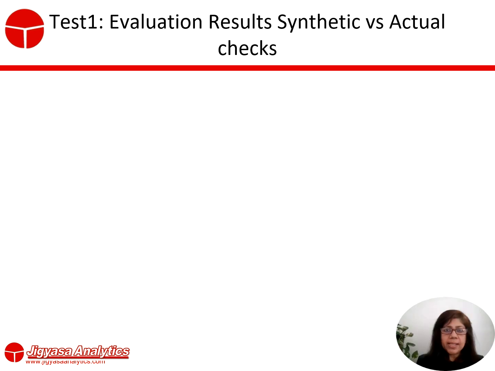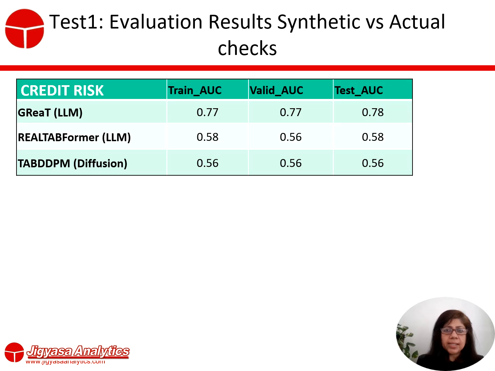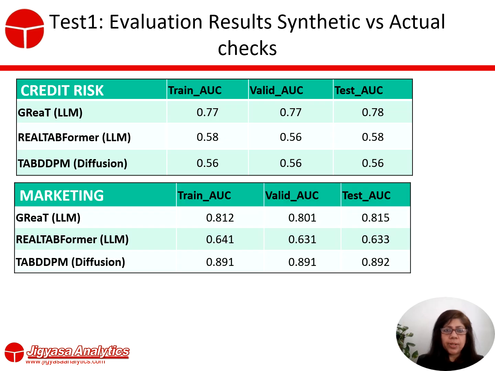This page compiles the information from the previous two slides, and we can compare the synthetic versus actual checks between our two datasets. We can see that the AUC numbers in the lower table are higher on average than the AUC numbers in the table above. This means that the distinction between the synthetic and actual datasets is more pronounced for the marketing dataset than for our Australian credit risk dataset.